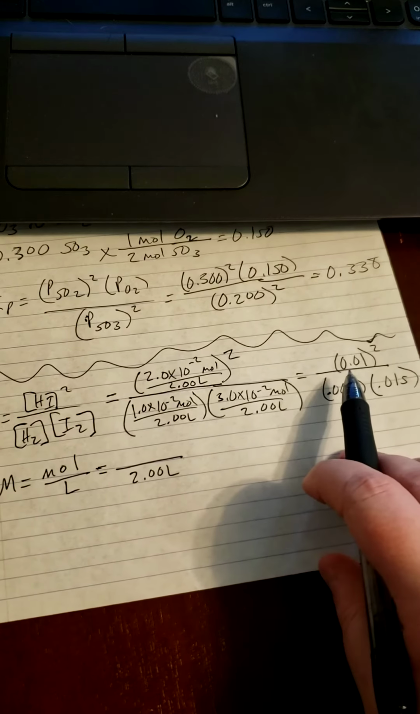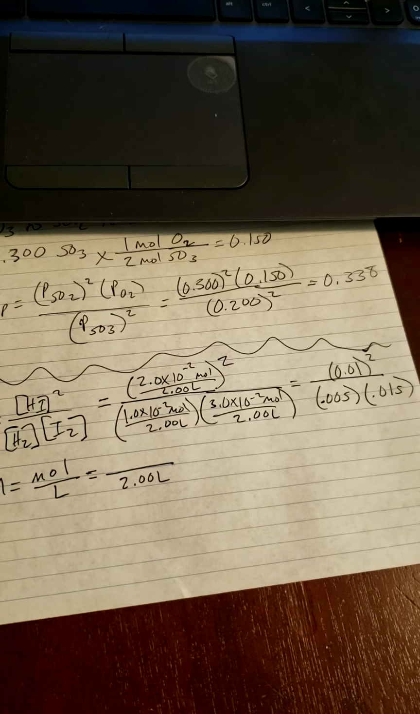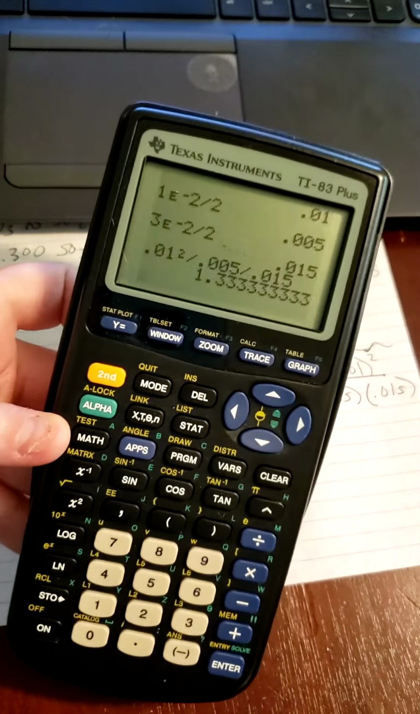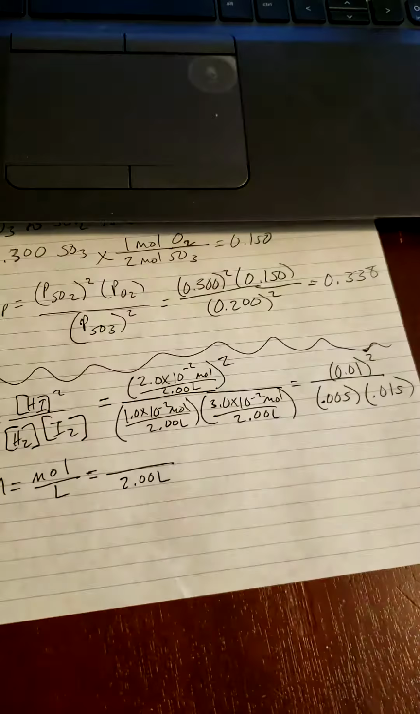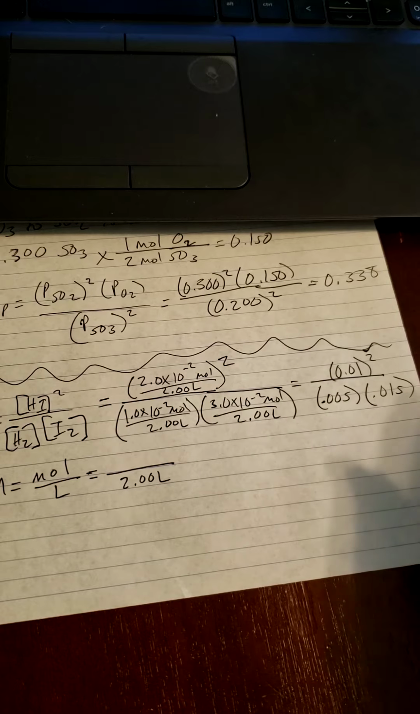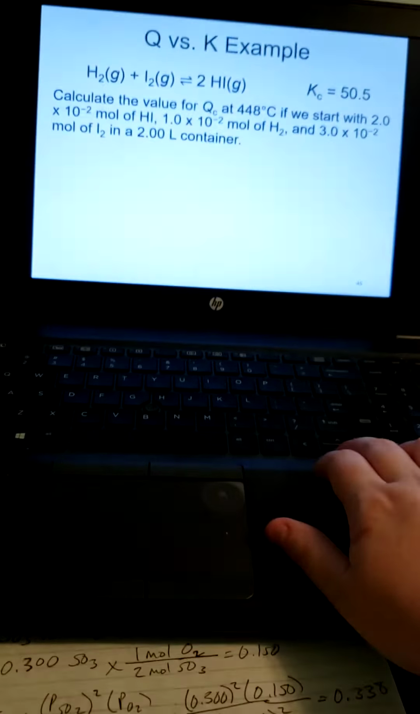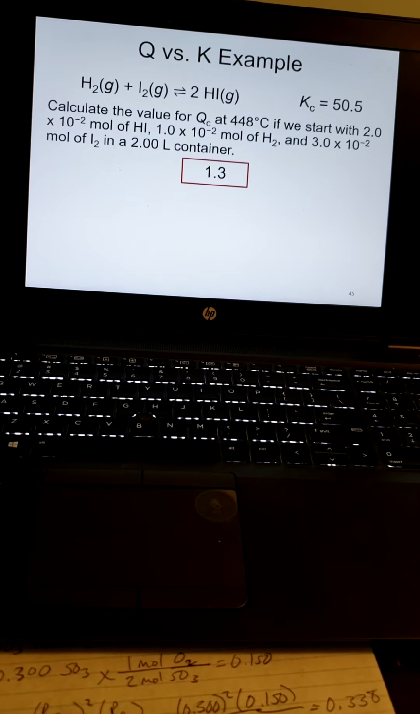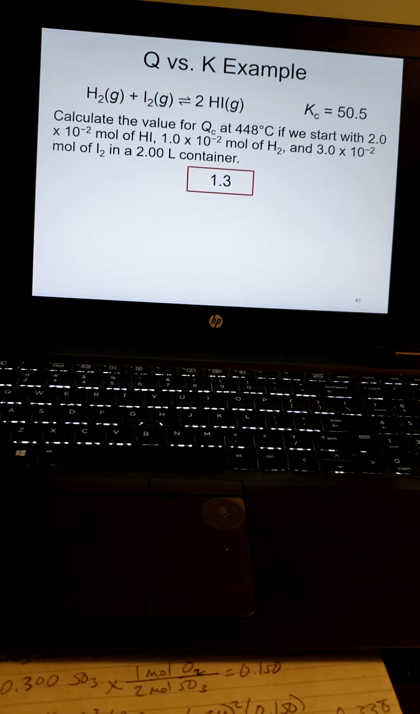Then all we need to do is put that in our calculator. So 0.01 squared divided by 0.005 divided by 0.015, and I got 1.33. So Q is equal to 1.33, or 1.3 if we're going according to sig figs.